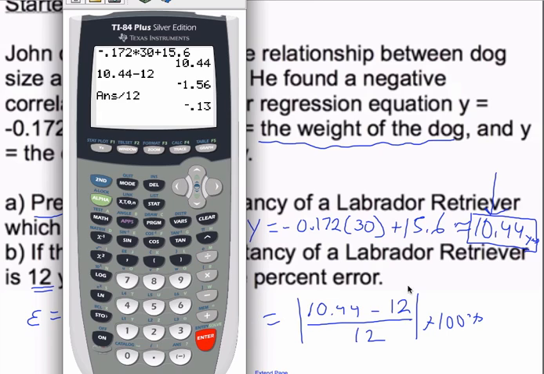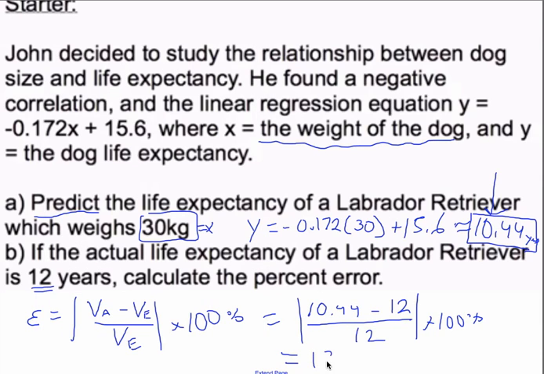So that's negative 0.13. Now, the absolute value bars here mean that whatever the answer is, it's going to be positive. You have to make it positive. It's negative in this case, so we can just make that positive 0.13. Then we're going to multiply by 100%, so of course you're going to get 13 in this case. Our percent error is 13%. Our prediction is 13% off of the actual value.